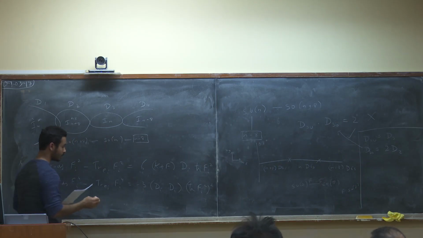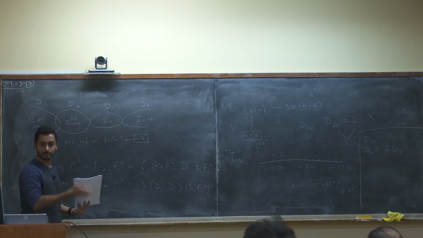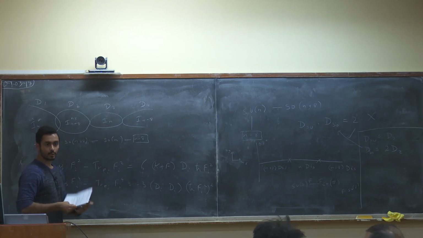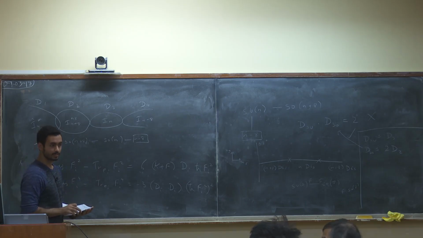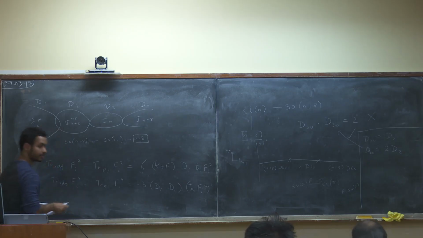In that example, you have a type 2b dual, and you can compute the spectrum in type 2b, and then you want to match it with F theory.